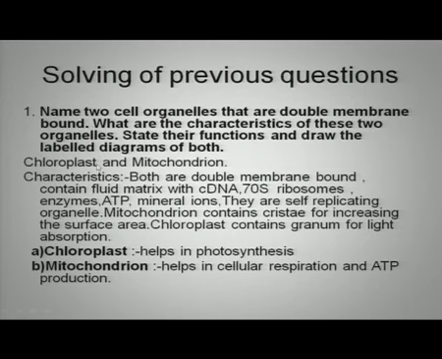Yes, your answer, chloroplast and mitochondrion. Both are double membrane bound organelles present in the eukaryotic cell. Now, the second part, what are the characteristics of these 2 organelles? Characteristics, first one, both are double membrane bound, contain the fluid matrix and both will contain circular DNA.